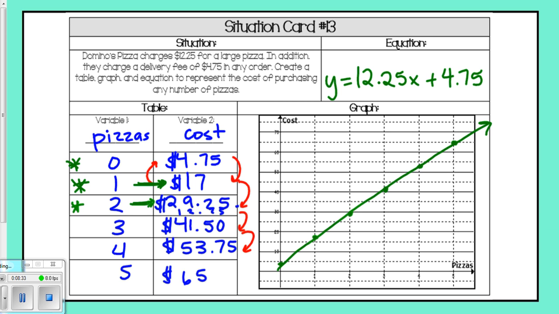I could test this out if I wanted to by taking one of my values from the table and trying it out. So for example, I know that 5 as an x should give me 65 as a y. If I put a 5 here and I multiply by 12.25 and then add 4.75, I should get 65. And I know that we do. So again, that's just kind of a good representation of how you move between the 3 and really 4 in this case, because we have a situation and how everything is connected.